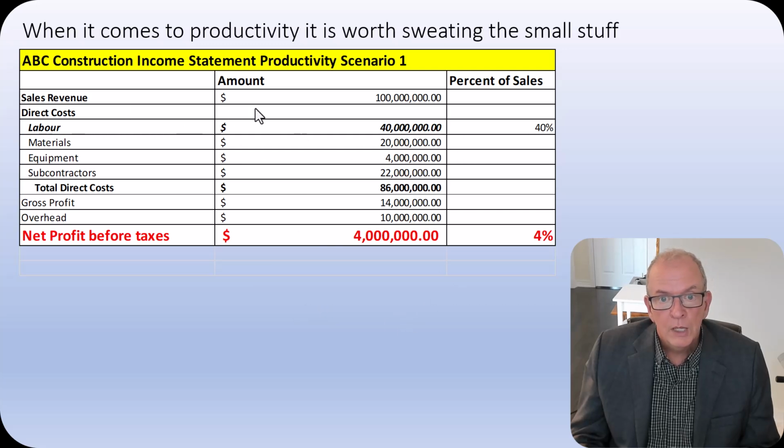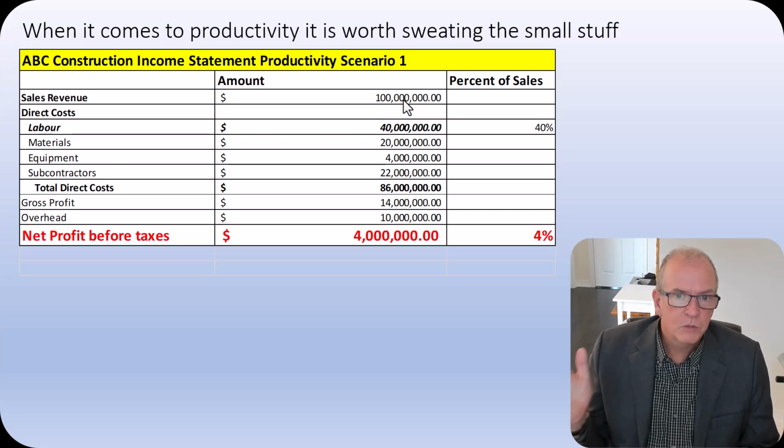All right, so let's say a construction company, a reasonably big construction company, has $100 million in sales revenue in a year, right? And I don't care if you're a small company. If you've got $1 million in sales revenue in a year, just get rid of some of the zeros. The numbers still work the same way, so it doesn't matter. Small company, just move the zeros over.